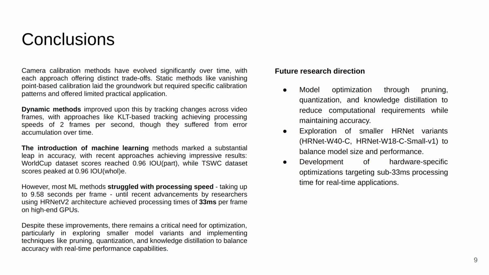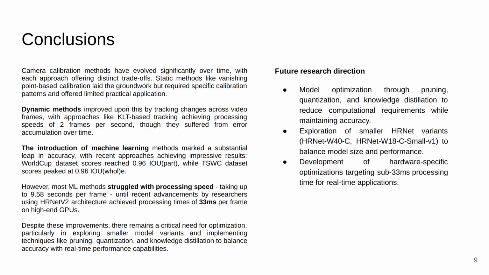Our thesis identifies several promising directions for future research. First, the significant potential of model optimizing techniques that haven't been fully explored in this domain. These include pruning, essentially removing unnecessary neural connections, quantization, reducing the precision of parameters to speed up processing, and knowledge distillation, transferring knowledge from larger models to smaller, more efficient ones. Another exciting direction involves exploring smaller variants of the HRNet architecture. The smaller version could potentially offer similar performance with lower computational requirements.